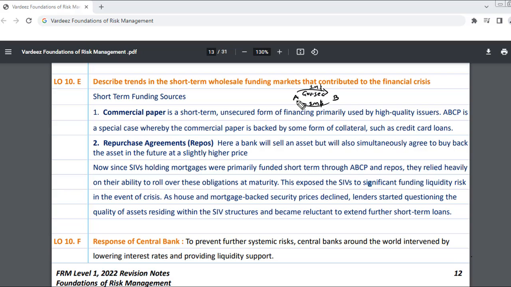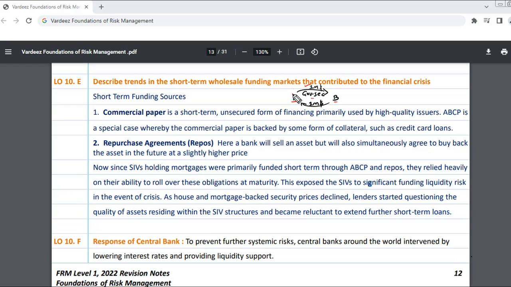Now to understand repos, they are also a short-term instrument. Consider this example. Here we have two counterparties, A and B. A will lend government securities worth $1 million to B, and in turn B will give $1 million cash to A. So A has $1 million as funds, and B has the collateral, government securities worth $1 million. And let's say this is also for a month.